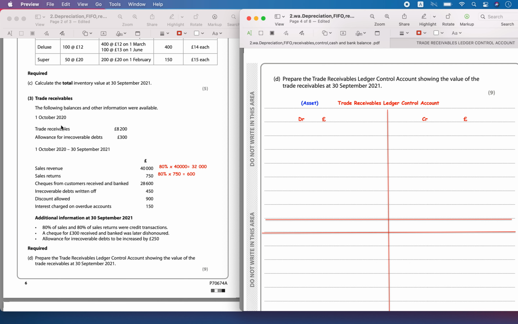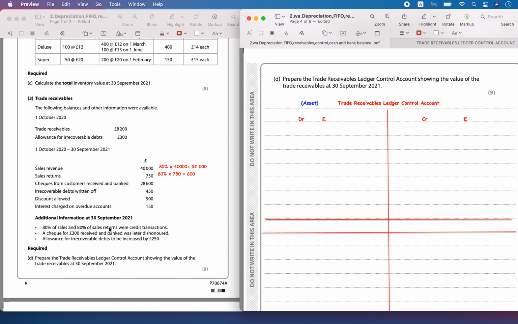The following balances and other information were available on 1st October 2020. Trade receivables were this much. Allowance for irrecoverable debt was 300. Then during the period from 1st October to 30th September, the following information is given. Sales revenue was 40,000, sales return was 750, and cheques from the customers were received and banked. Irrecoverable debt was written off. Discount allowed was 900 and interest charged on the overdue accounts was 150.